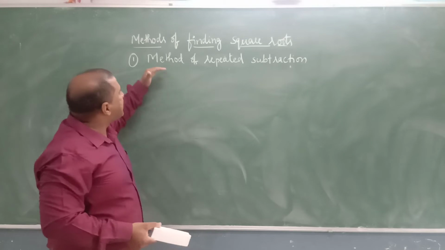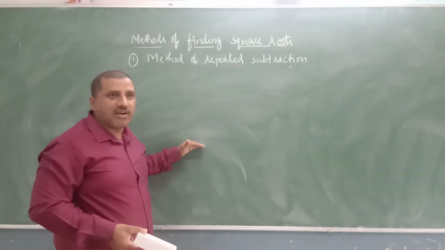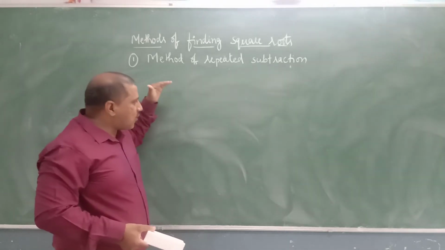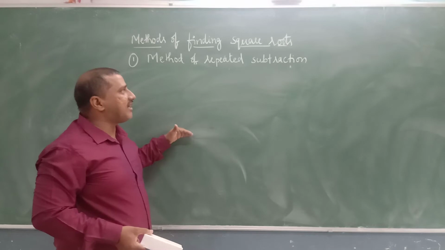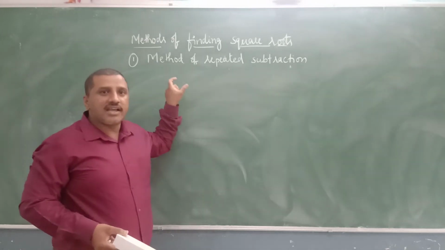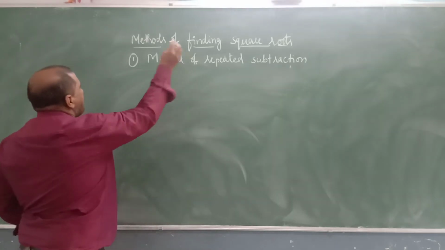So in this method what we will do is subtract the odd numbers starting from 1. If the last difference which we get is 0, then that is the square root of the given number. We will discuss with an example.